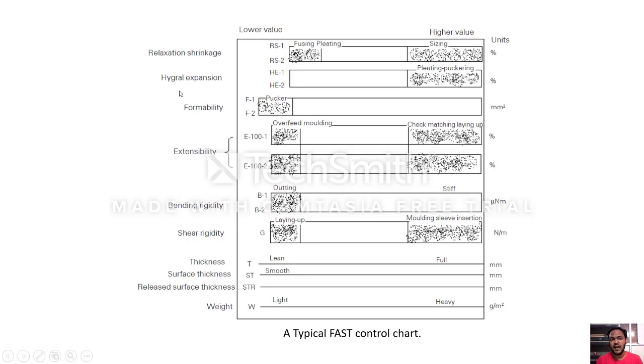The next term is the hygral expansion. Here also you see HE1 and HE2, similar to relaxation shrinkage. HE1 is the warp hygral expansion, and HE2 is the weft hygral expansion. If the hygral expansion goes too high, then also it is a problem. As I've already told you, up to 6% it is tolerable.